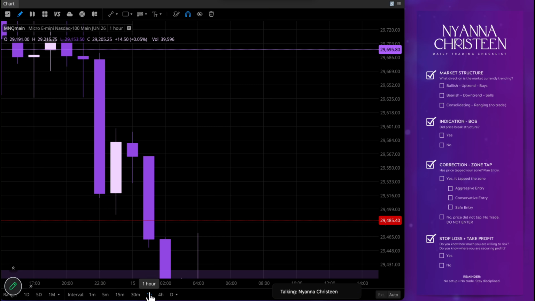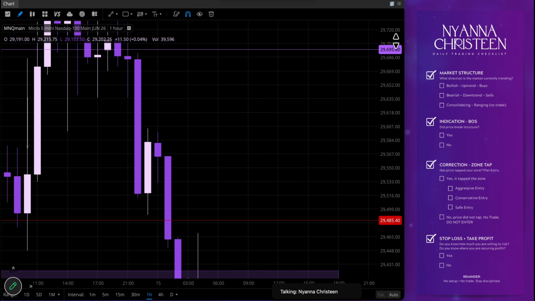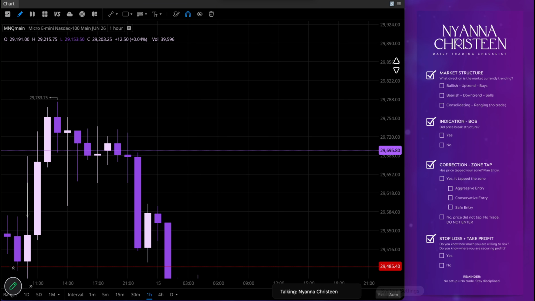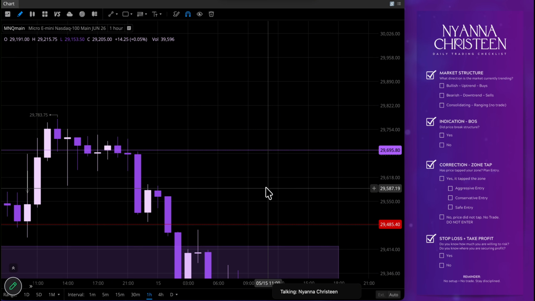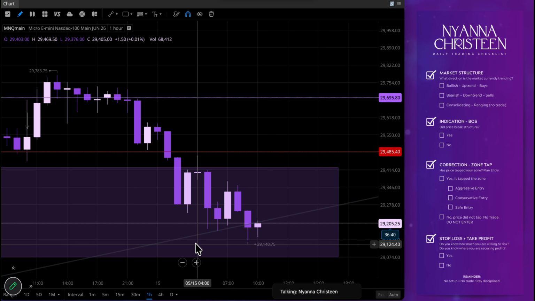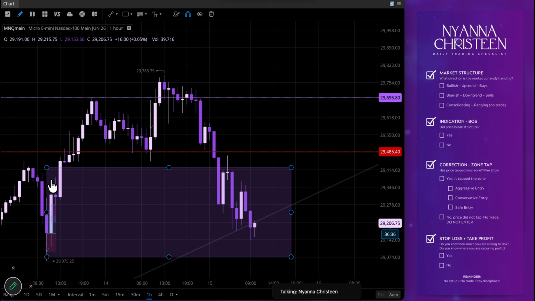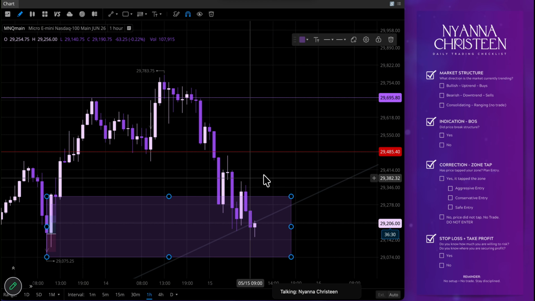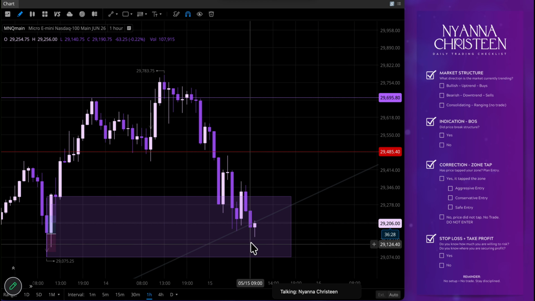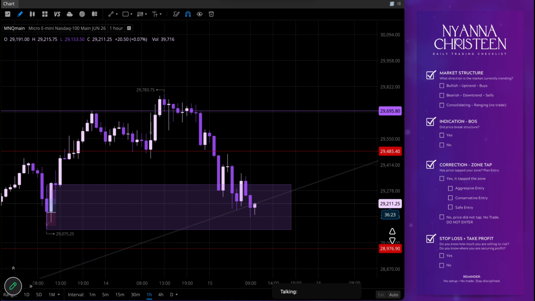So then down to the hour. I don't really mark up my 4-hour zones unless it's the cleanest. So I'm going to keep going down to the hour. Price is here. That falls within this 1-hour zone, which is where I took my trade yesterday. So that's pretty cool. So on the 1 hour, price is still within the zone.